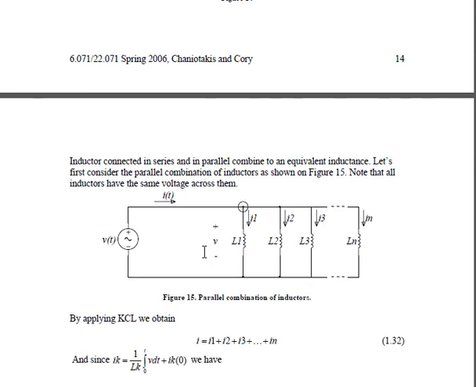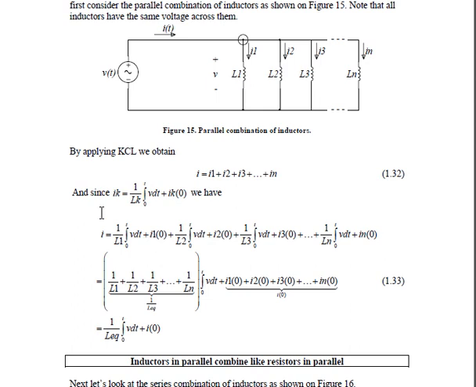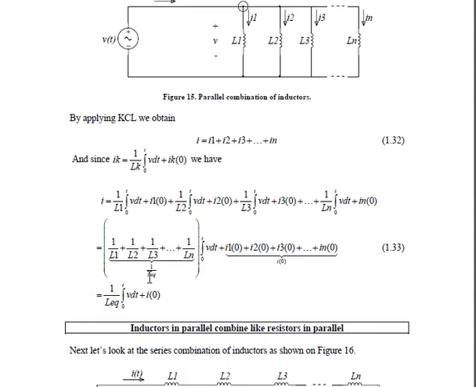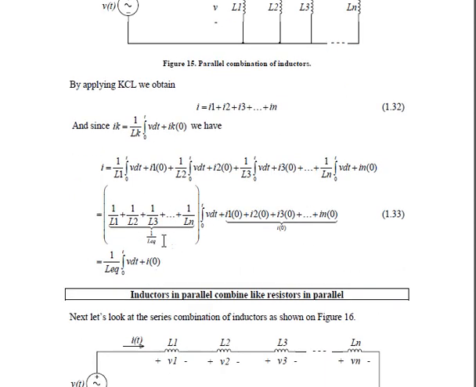If you have a parallel connection, the derivation still uses KCL. The total current is equal to the sum of the individual currents in the branches. Then we substitute the expression for the current and factor out the integral part. Therefore, for the parallel connection of inductors, we have 1 over L equivalent equals 1 over L1 plus 1 over L2 plus 1 over L3 up to 1 over Ln.